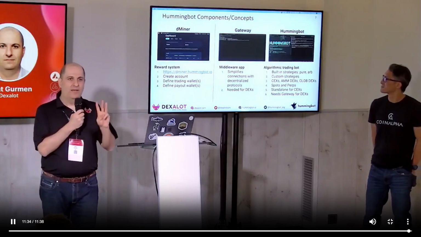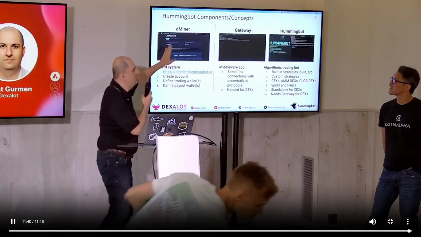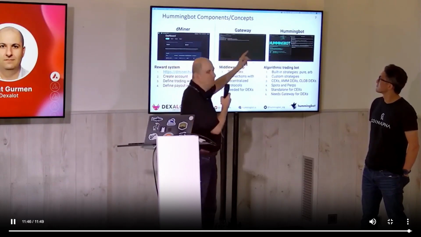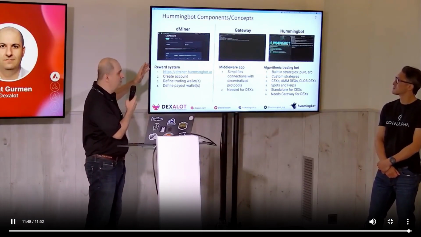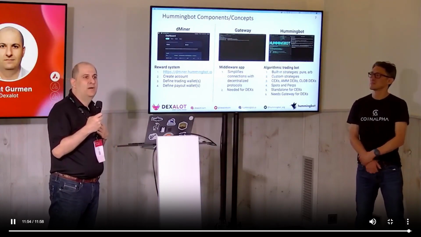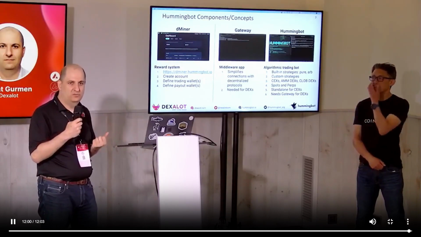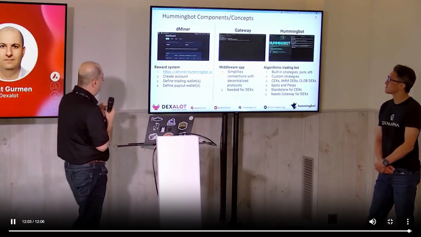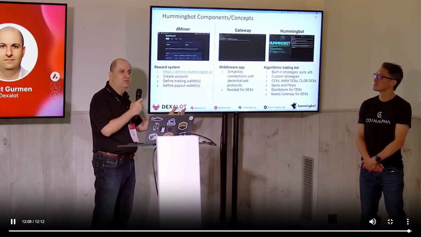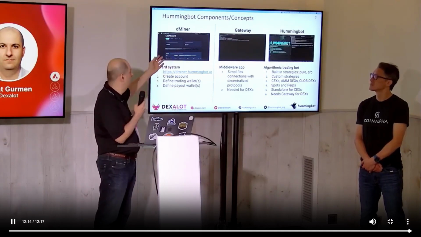So Hummingbot has three main components and three basic concepts. One is the miner, the DeMiner side, which is a reward system. And then on this side, the gateway and Hummingbot itself. So DeMiner, or the miner, is a reward system essentially funded by ecosystem projects or the project itself to incentivize executions. And D stands for the decentralized version. So if you are using Hummingbot connected to decentralized exchanges, it's DeMiner, and for centralized exchanges, it's miner.